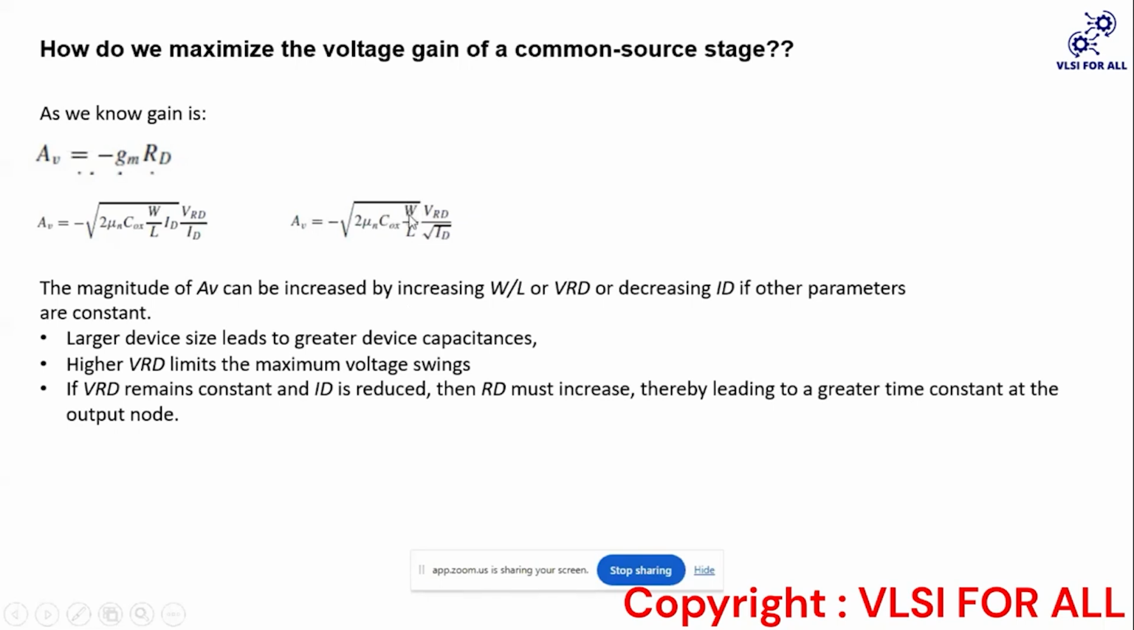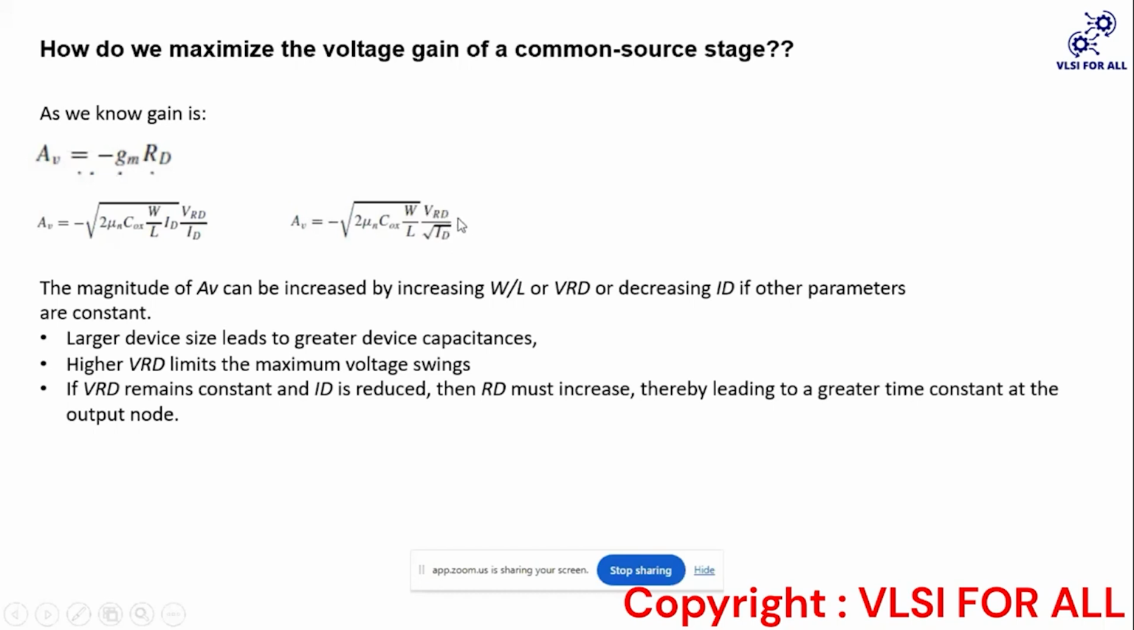So if W is increased, then what will happen? The parasitic capacitance will also increase, and that is not good for our device, as the delay will increase and the pole will get affected. So we cannot increase this W too large. Now if we want to keep W and ID constant, and we want to increase the VRD.